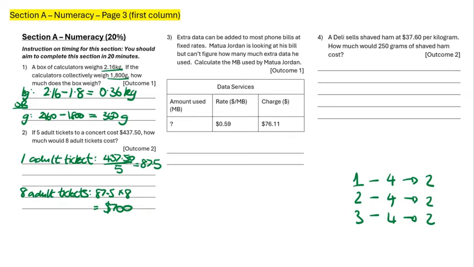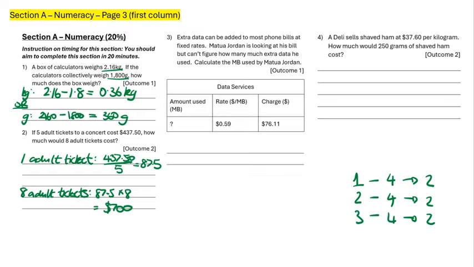Extra data added on most phone bills are at a fixed rate. So if you go over your data charge, they then charge you for every MB or every bit of data that you use. Matua Jordan is looking at his bill, but he can't figure out how much extra data is used. So he can't figure out this used data amount. Calculate the MB used by Matua Jordan.